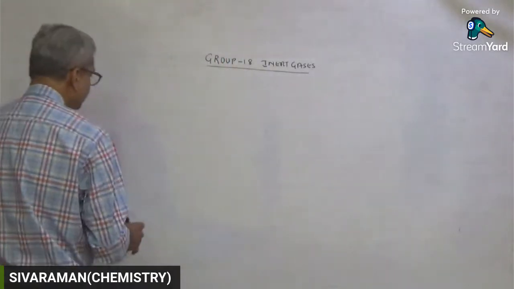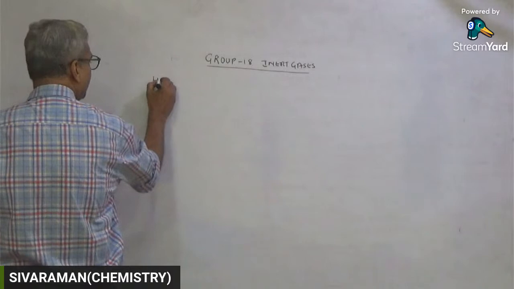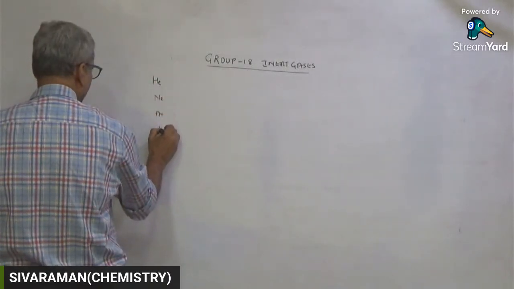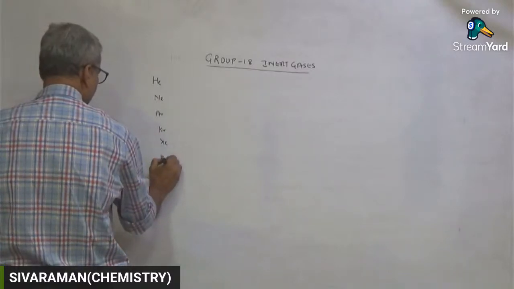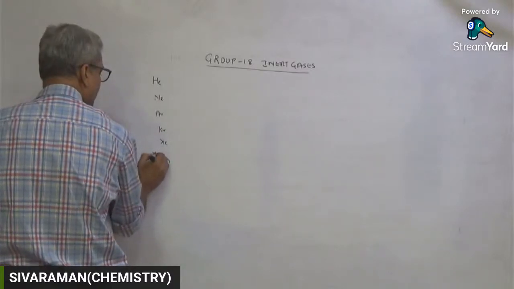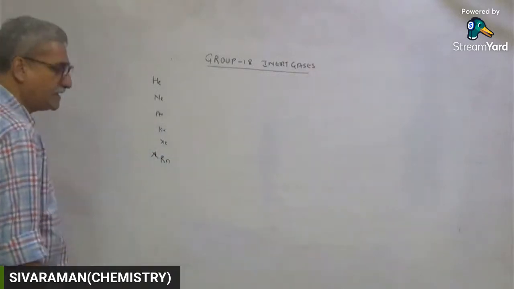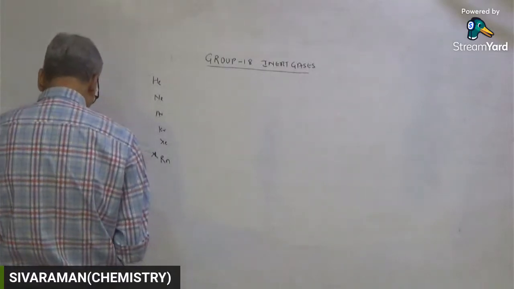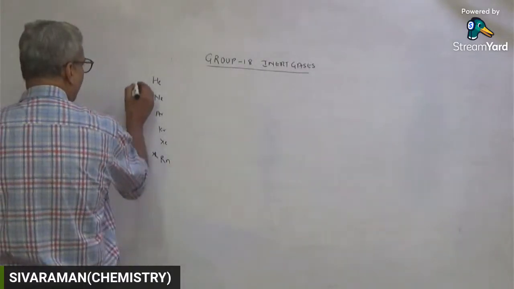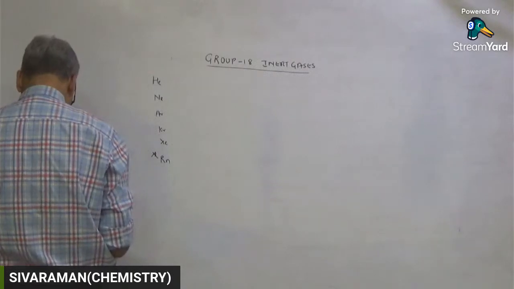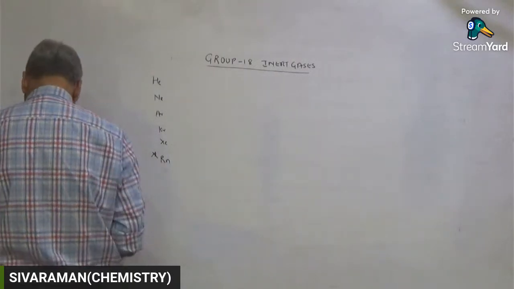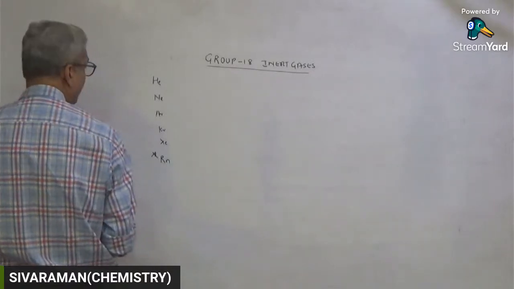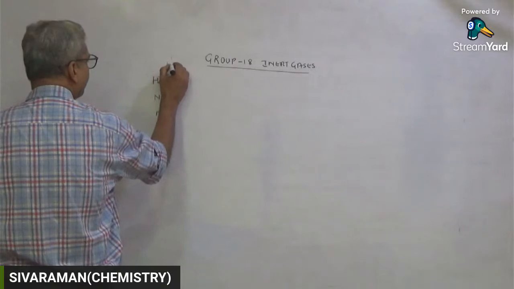We have helium, neon, argon, krypton, xenon, and radon. Of course, radon is radioactive. It's a radioactive gas. Now, one very important point is all of them are gases. It's clear. And radon is radioactive. Now we come to the electronic configuration.